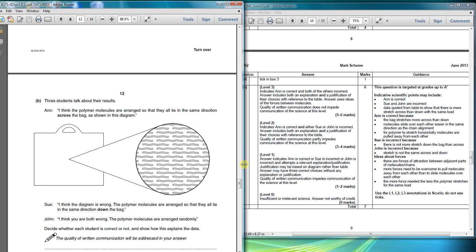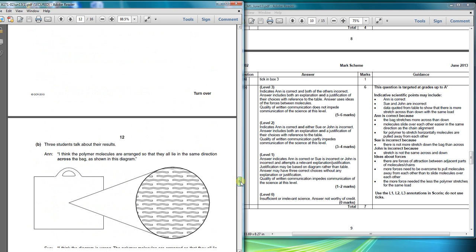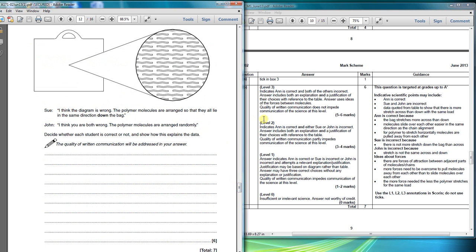That's the key thing. You must have said that Anne was correct in order to get up to 3 or 4 and 5 or 6 marks. So quite a difficult key bit of science there. Once you had that, you've said Anne is correct, but talk about the forces between the molecules. More force. Again, quote your data from the table. Quote numbers. And if you said that Anne is correct, Sue is incorrect, and talked about the forces between the molecules, you should be hopefully getting onto your 6 marks. Do take a look at the mark scheme. There's lots of key points there that you might want to include.